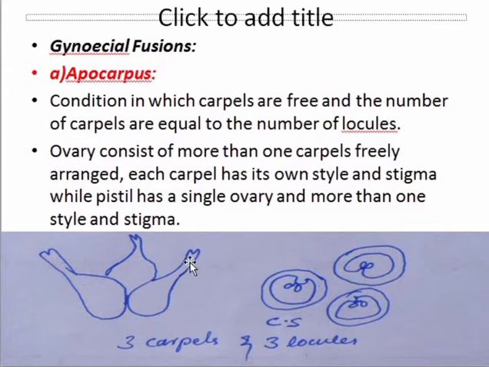Each carpel has its own style and stigma, while in the other case the pistil has a single ovary and more than one style and stigma. Look at the structure. Here the pistil has a single ovary, although it consists of more than one distinct carpel, the ovary is a single ovary.